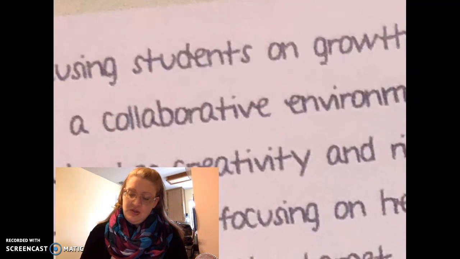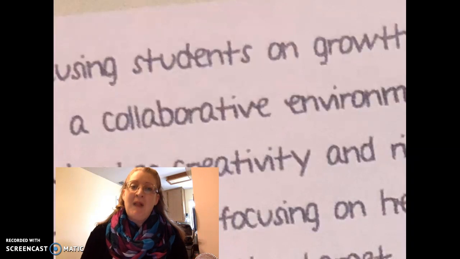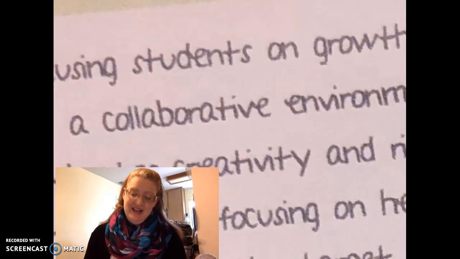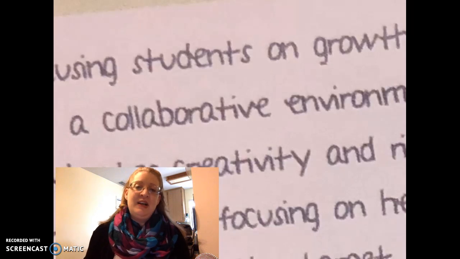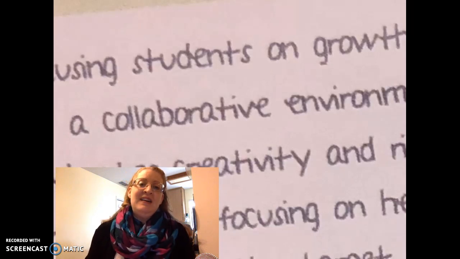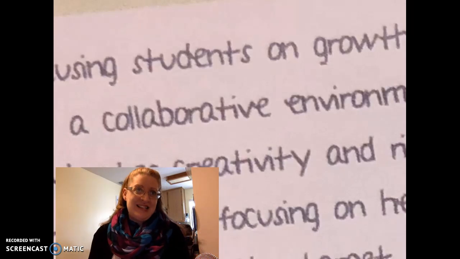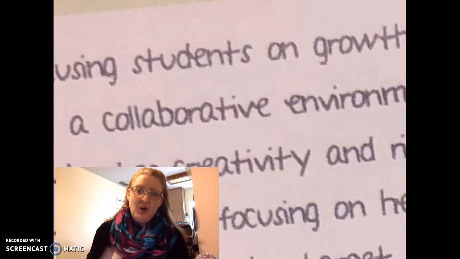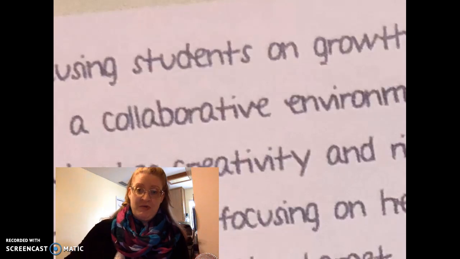Focusing students on growth and building a collaborative environment that celebrates creativity and risk-taking is a first step in helping students stay in the target language. We're going to come back to that collaborative piece in a moment. Basically, the goal is to help students always see their ultimate goal as just trying to be a better person today than they were yesterday, to be stronger at a skill today than they were yesterday. They're not trying to jump from not being able to do it at all to being perfect. They're just trying to show growth.